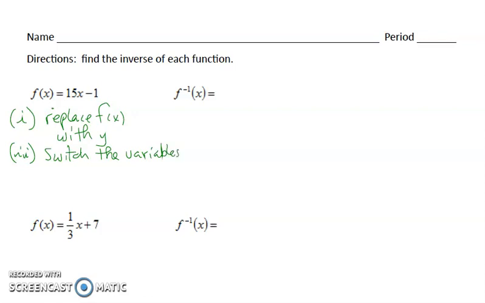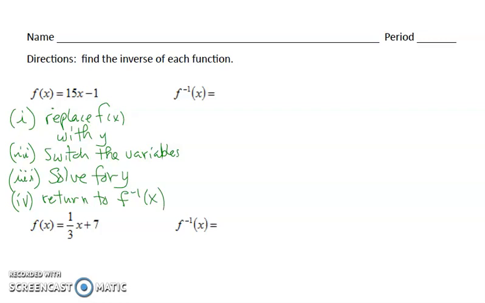So generally it's x and y, but you may have y and m, for example. Third step is solve for y. And final step is return to function notation. And we're looking at this time like an inverse. So the original is the function, and then when we do the inverse, it's the inverse of f of x.